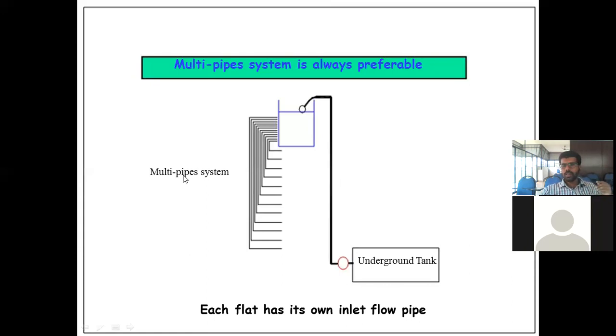So if you are doing it like this, if you are keeping a flow meter, you will be able to know how much water has been used by that particular family or that particular floor. Here also, individually you can know how much water they are consuming if you are keeping a flow meter in any of these pipes. So that is also helpful.